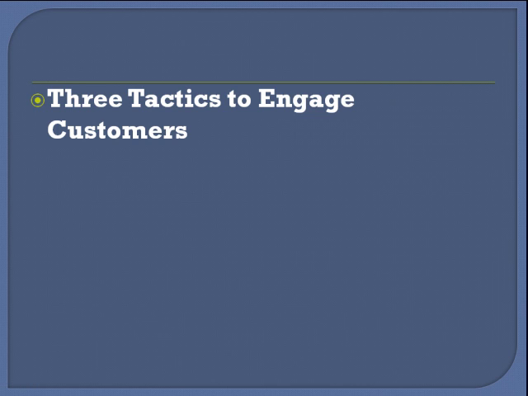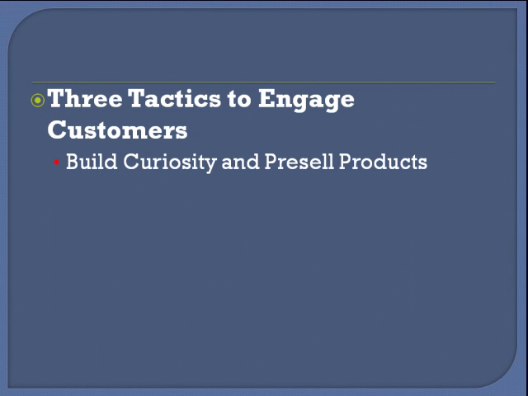Let's talk about the 3 tactics to engage customers. The first tactic is to build curiosity and pre-sell products. What I mean by that is if you're selling a product or a service, you need to somehow build trust before they want to buy. Usually when customers see your product, they don't know you, they don't know your product and what it's all about. People are going to ask the question, what's in it for me? So you have this chance to use this QR code to do that. Let me give you an example of how others are doing this.